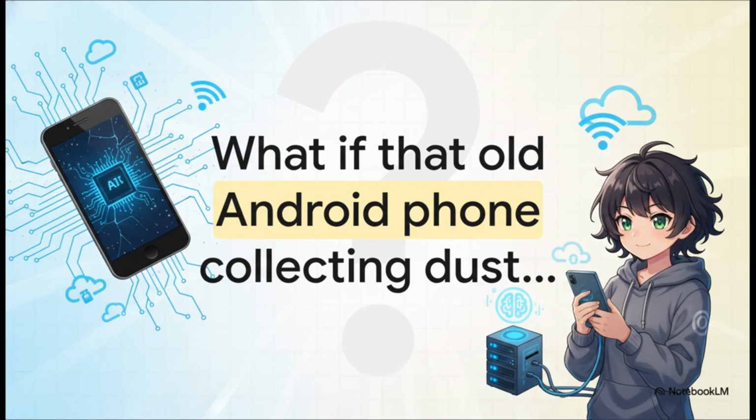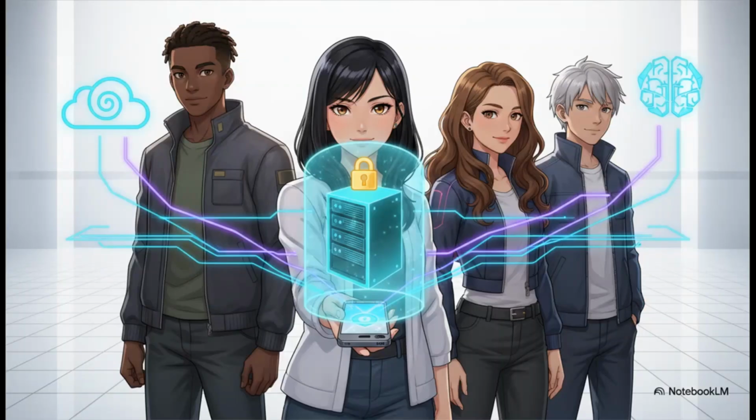Seriously, we've all got one, right? That phone from a few years back, maybe the screen's a little cracked. But here's the thing. Inside that little device, you've got a powerful multi-core processor, gigs of RAM, just sitting there doing nothing. That's a huge waste of computing power just waiting to be unleashed. And this is exactly what we're building today, a private AI server.